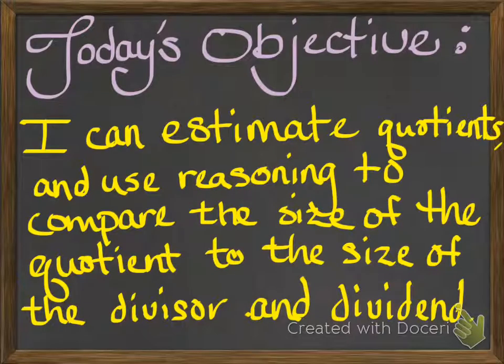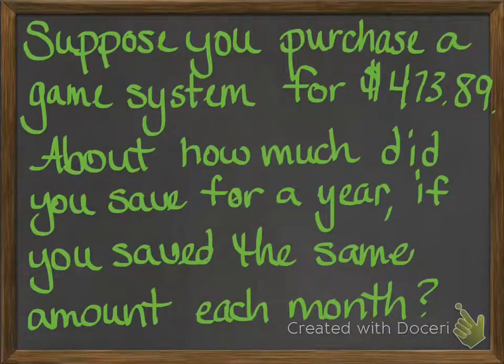Today's objective is I can estimate quotients, which, remember, is the answer to a division problem. So I can estimate quotients and use reasoning to compare the size of the quotient to the size of the divisor and the dividend. So here's our first problem.